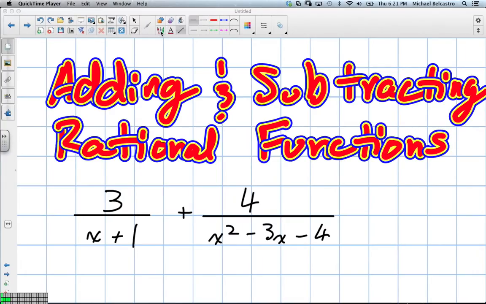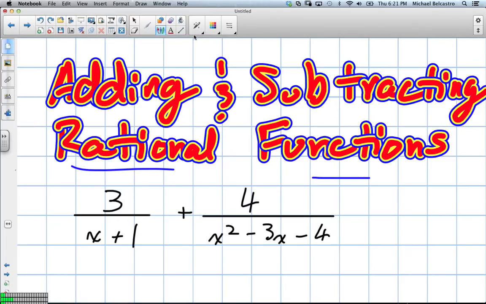Okay, so we're doing adding and subtracting rational functions. So we need to simplify this function here. What we want to realize is that if this was in factor form, this would probably look like this with a bracket around it. But what we have down here is a quadratic, so we actually have to factor that.